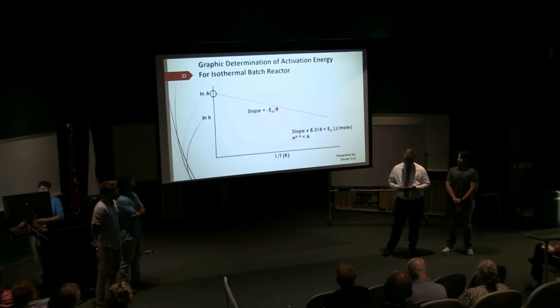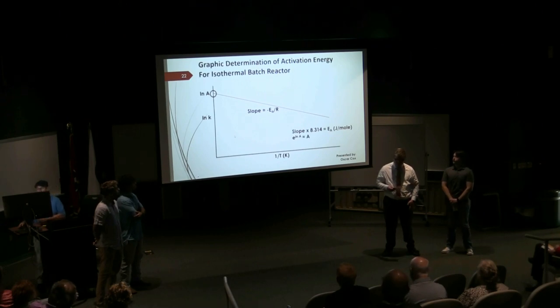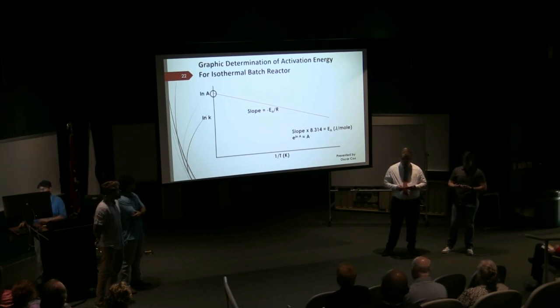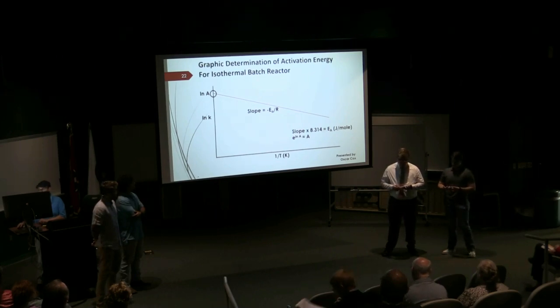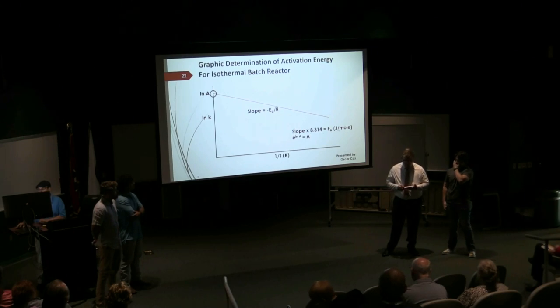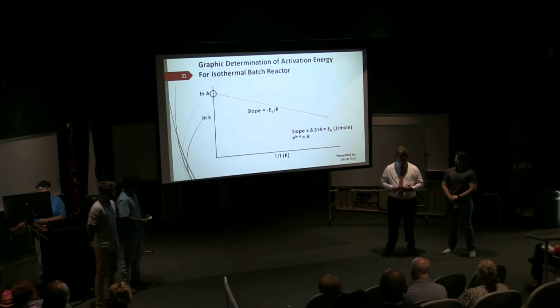Here you'll see a graphical representation for solving the activation energy and the Arrhenius constant. If we multiply the slope by the universal gas constant, we get the activation energy, and if we raise e to the y-intercept, we get the Arrhenius constant.